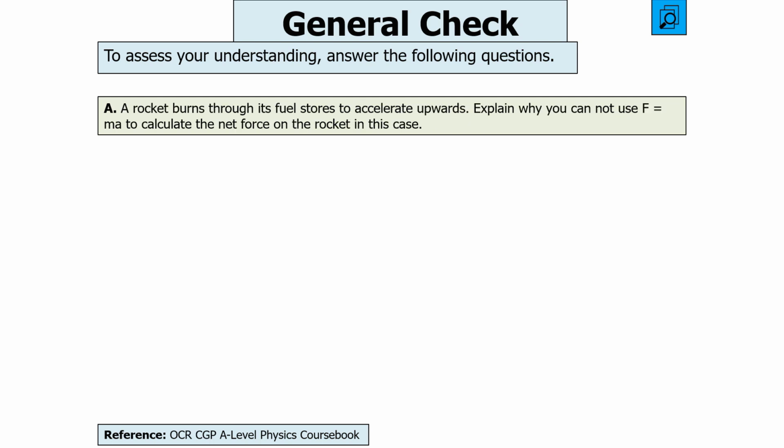The next question says, a rocket burns through its fuel stores to accelerate upwards. Explain why you can't use F equals ma to calculate the net force on the rocket in this case. Pause the video now, then unpause the video when you want to go through your answers.